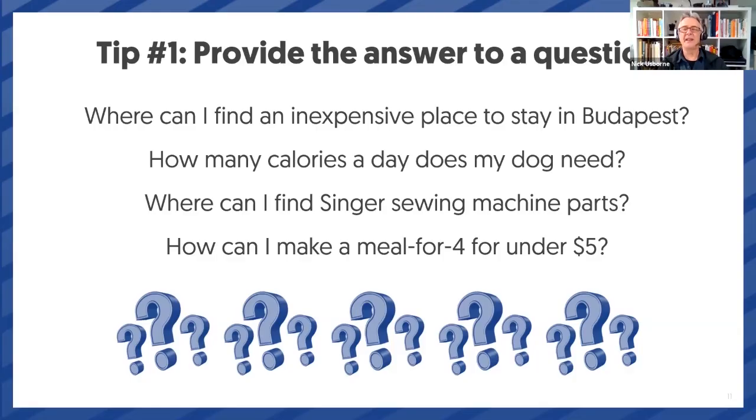So, where can I find an inexpensive place to stay in Budapest? How many calories a day does my dog need? Where can I find Singer sewing machine parts? These are all legitimate questions that are thrown into search engines. How can I make a meal for four for under $500? Because when people are searching on the internet, whether they notice it or not, they're actually asking questions.